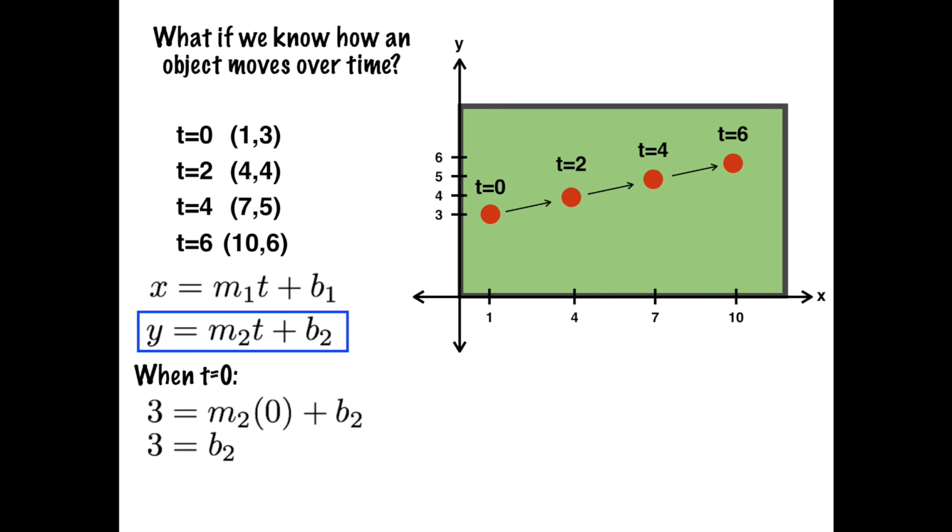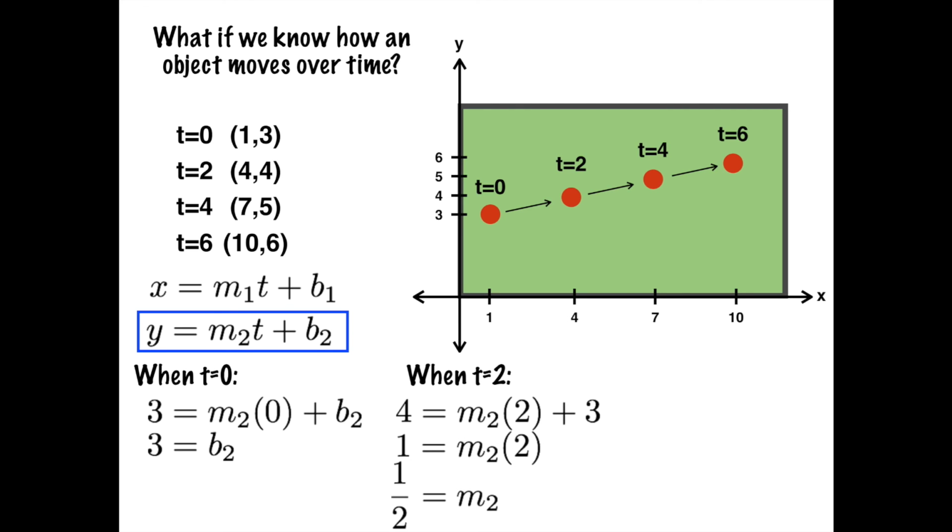Now let's take another point. Again, I picked time is equal to 2. You could pick any point for this. And we've got 4, 4. So I know I'm going to have 4 is equal to m2 times 2 plus my b2, which is 3. So let's subtract 3 from both sides, divide by 2. And our m2 term is going to be 1/2. So now we can put it all together, and we get our nice y with respect to t. So we get y is equal to 1/2 t plus 3. That's how y is behaving as t changes.